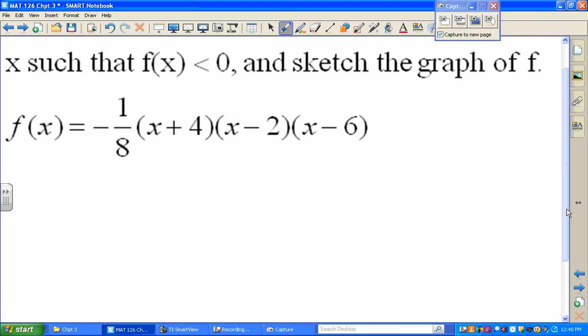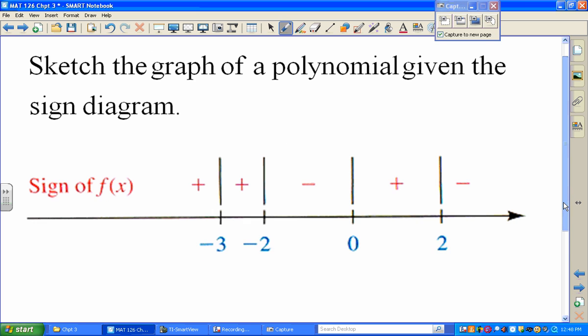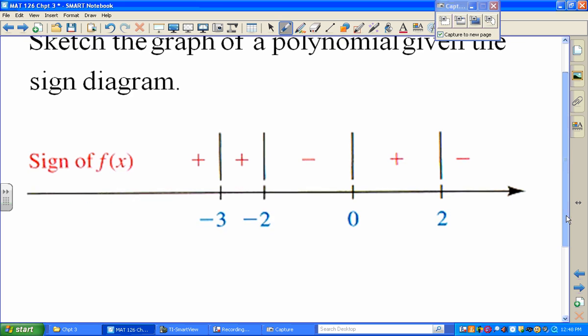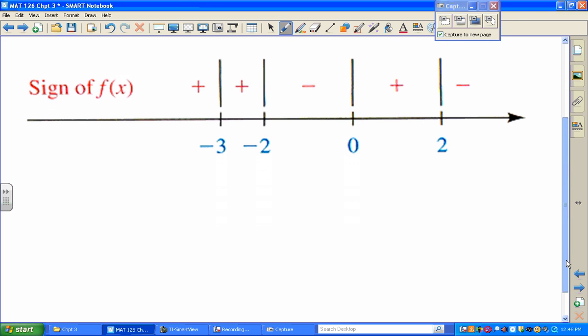Do you want to do another one? This will be our third one. I think we're good. We need to move on. Sketch a graph of a polynomial given the diagram. Oh. Ha ha ha ha. Wait a minute.